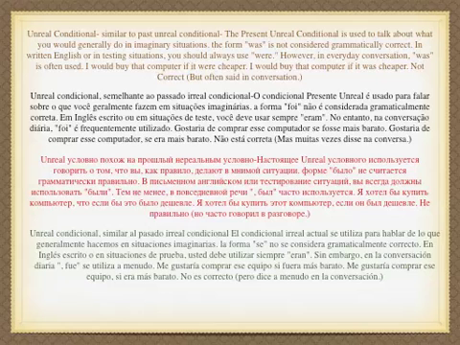Unreal conditional. Similar to past unreal conditional, the present unreal conditional is used to talk about what you would generally do in imaginary situations. The form was is not considered grammatically correct in written English or in testing situations. You should always use were. However, in everyday conversation, was is often used. I would buy that computer if it were cheaper is the preferred form. I would buy that computer if it was cheaper. It is not correct, but it is often what is being said now in conversational English.